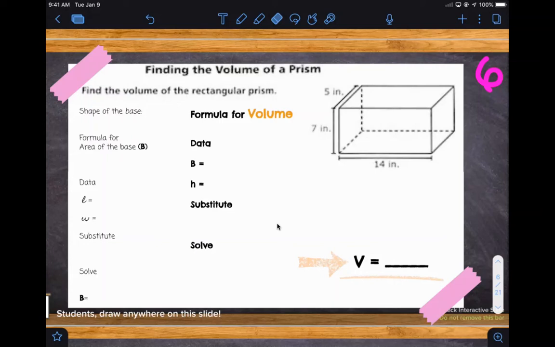There we go. Video number 2, slides 6 through 9. So today we're finding the volume of a prism. Particularly today in this slide, find the volume of the rectangular prism.